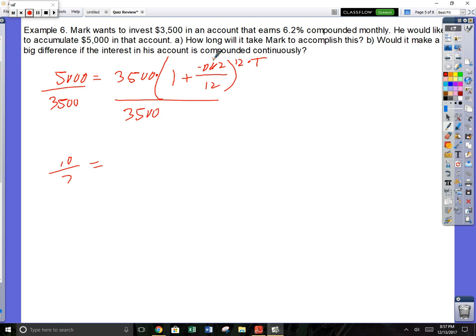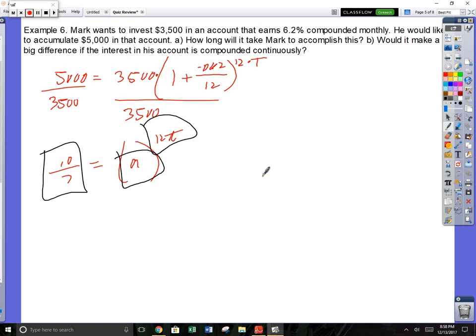Now change this to a number. So if you go 1 plus 0.062 divided by 12, that is some number. I'm going to store that in my calculator, and I'm going to call that A to the 12t. Okay, now from here, it's a log, and you are going to transform this exponential equation into a logarithmic equation. So there are 3 components. There's this guy, there's this guy, and there's this guy. This is the exponent, this is the base, and really all you need to know are these 2.